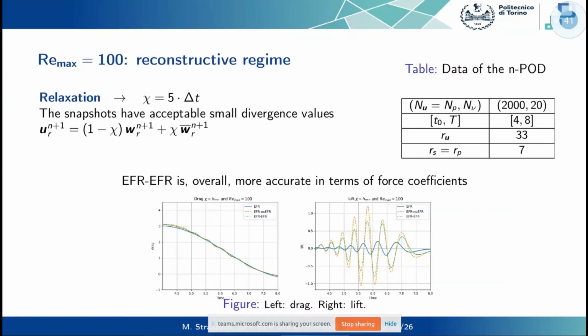And here, once again, drag and lift coefficient, and we start to be really off with the lift coefficient. However, you see that the oscillations of the EFR, no EFR are really huge with respect to the EFR strategy.